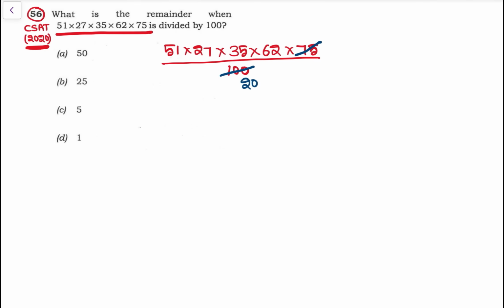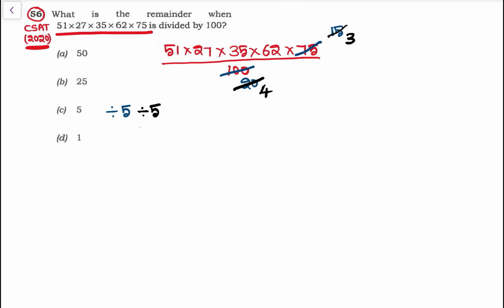and 5 15s are 75. So I have divided above and below with 5 first. Then 20 is a bit difficult, so again with 5 I can cancel it: 5 4s are 20, then 5 3s are 15. So again I have divided above and below with 5.